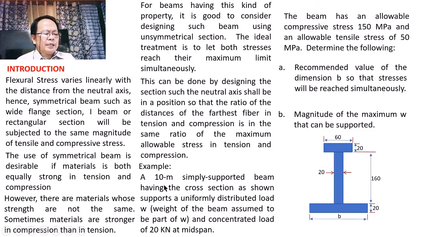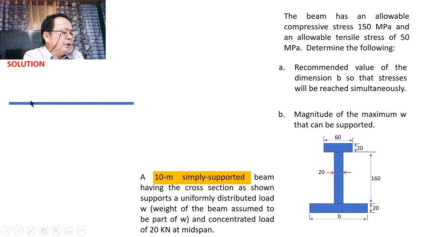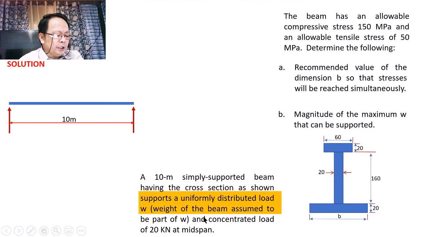In order for us to solve the problem, kailangan ipakita muna natin yung situation, para maipakita natin at ma-analyze natin ng mabuti itong ating problem. So, in the given problem, sabi dito, we have a 10-meter simply supported beam. Let us imagine that we have here our beam that is simply supported and the span is 10 meters. It is to support a uniformly distributed load of W.